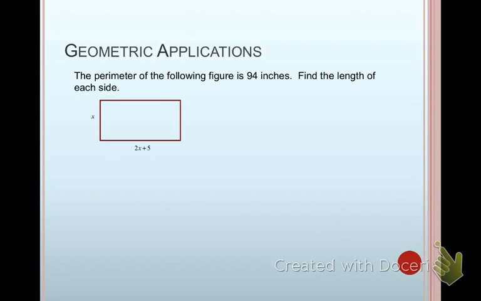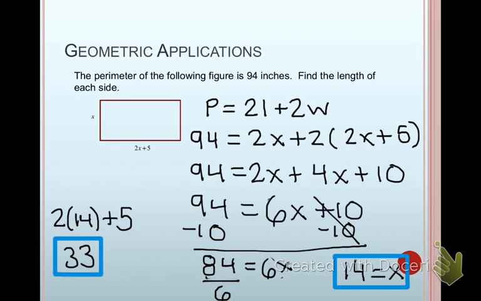The next one tells us the perimeter of the following figure is 94 inches, and we need to find the length of each side. You solved one very similar to this already in the two examples prior to this one, so I want you to try this one on your own. Even rewind the video if you need to go back and look at the example again. Pause it, see what you can do on your own, and then see if your answer matches mine. Did you come up with 14 and 33? If not, go back and check my work and see where you may have gone wrong.